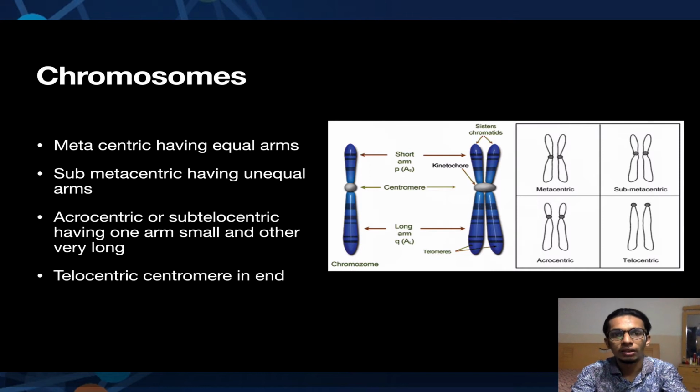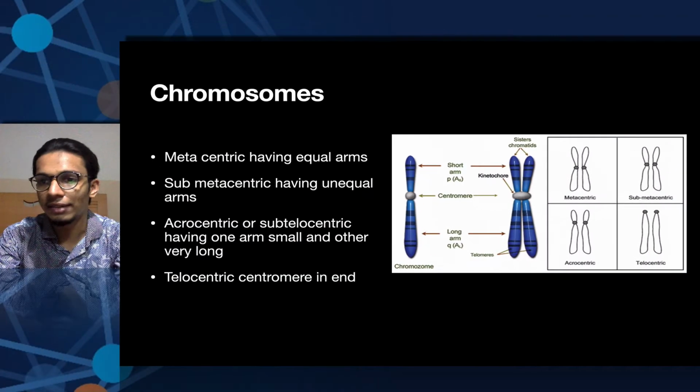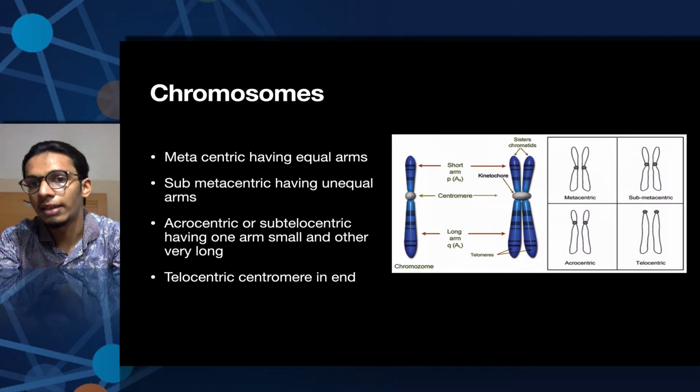So the first type is metacentric, which have equal arms. You can have a look in the diagram. First of all, have a look at the chromosome. We have one circle in between, while two long threads which are thick are known as the arms of our chromosomes, and the ball in between is the centromere, and they form up the chromosomes. Now let's discuss the classification, in which we have metacentric, they have equal arms.